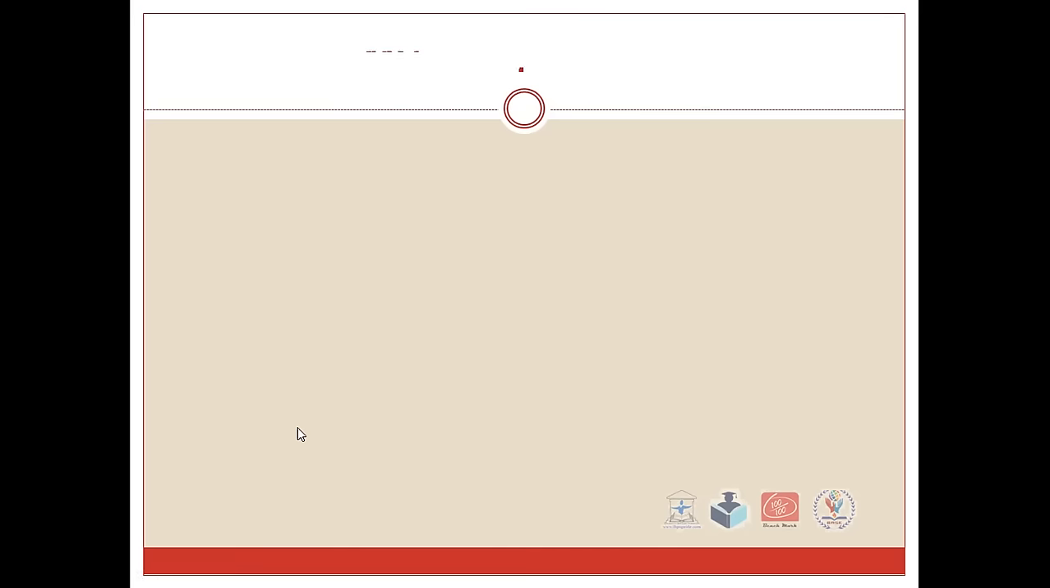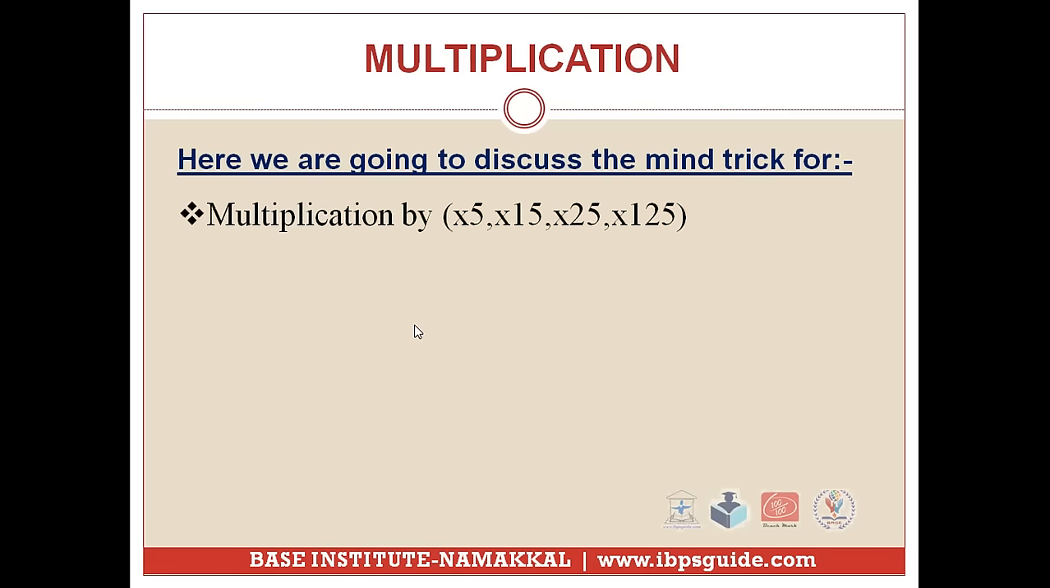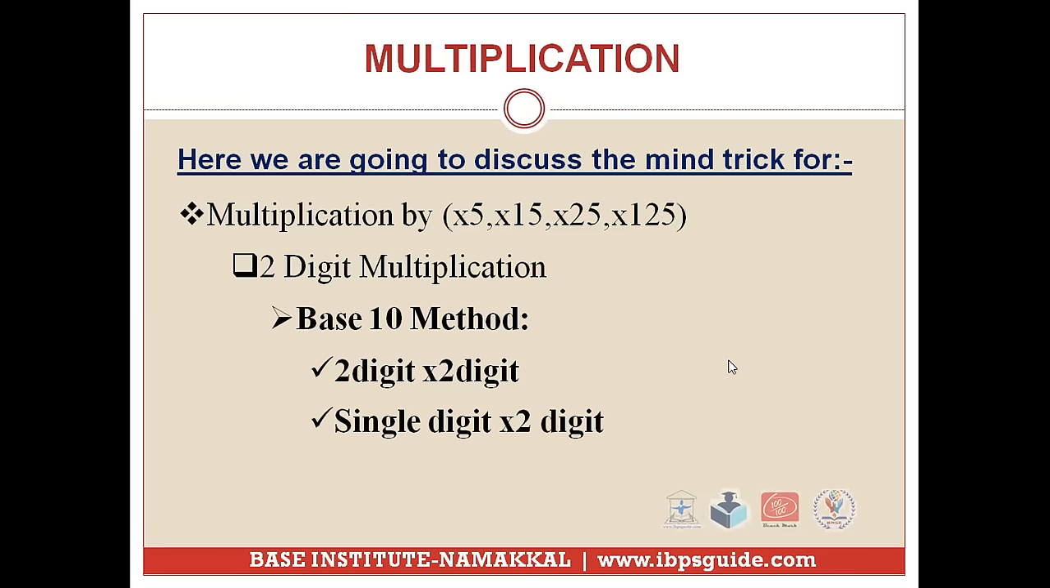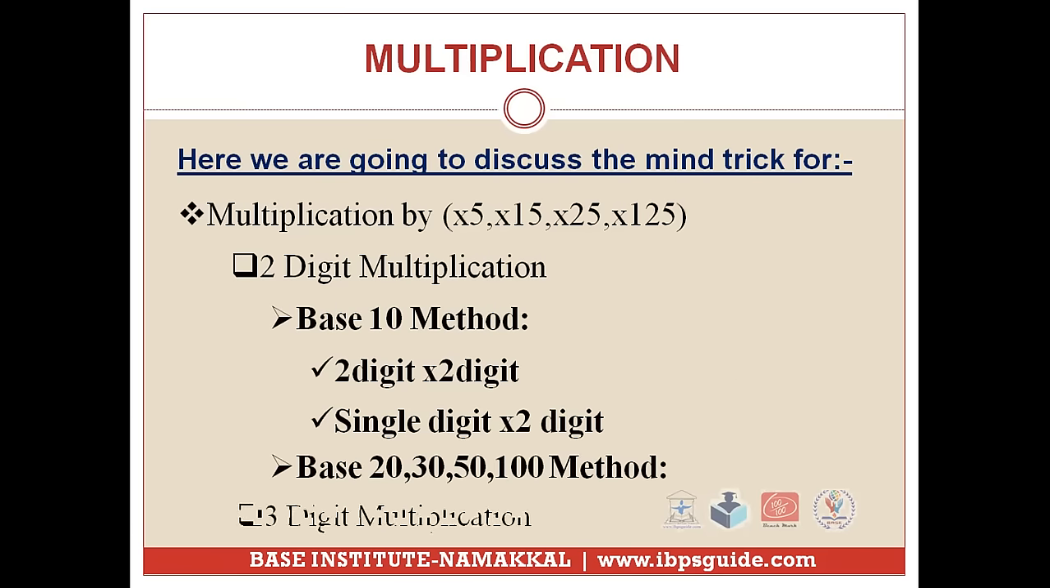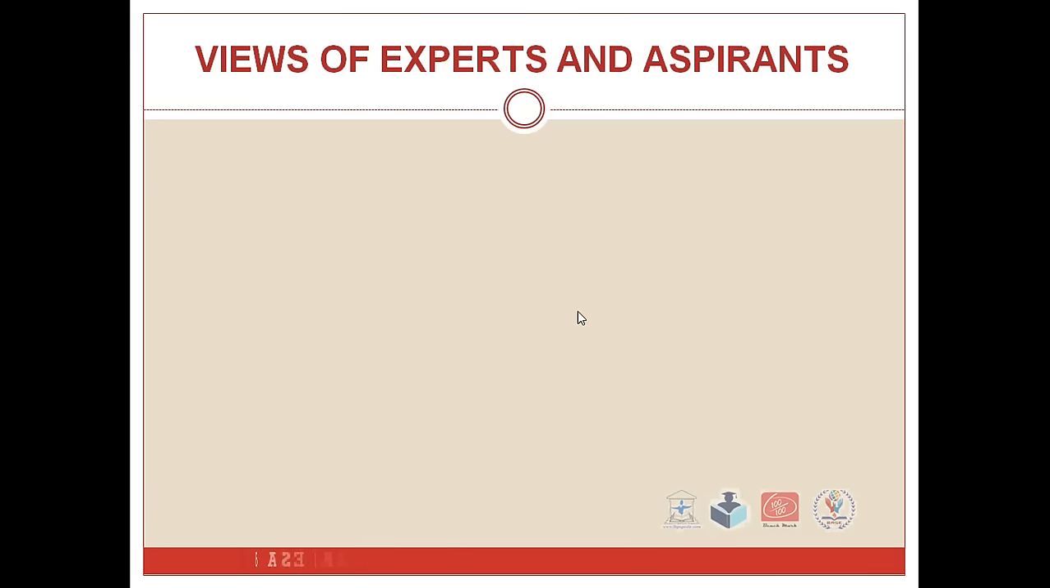Shortcut methods. Guys, today we are going to see multiplication shortcuts. In this video, we are going to see how to use shortcuts while multiplying numbers with 5, 15, 25 and 125, and then in 2-digit multiplication, the base of 10 method and base 20, 30, 50 and 100 method, and then finally 3-digit multiplication. Friends, before going to see the shortcut methods, we have to know some basic ideas and also derive the answers for each question asked from aspirants like you.